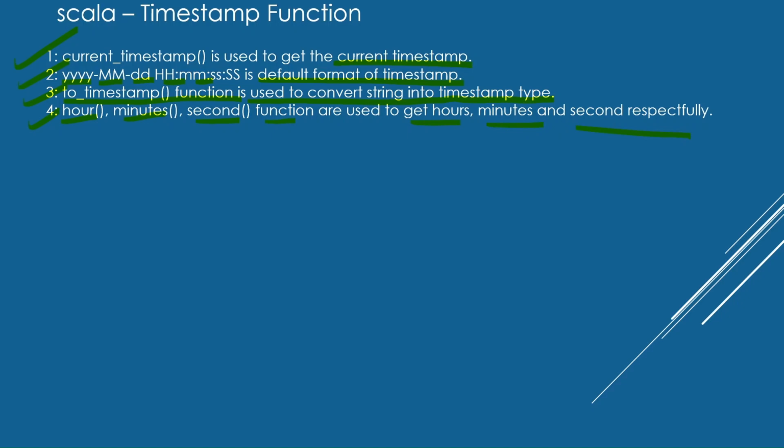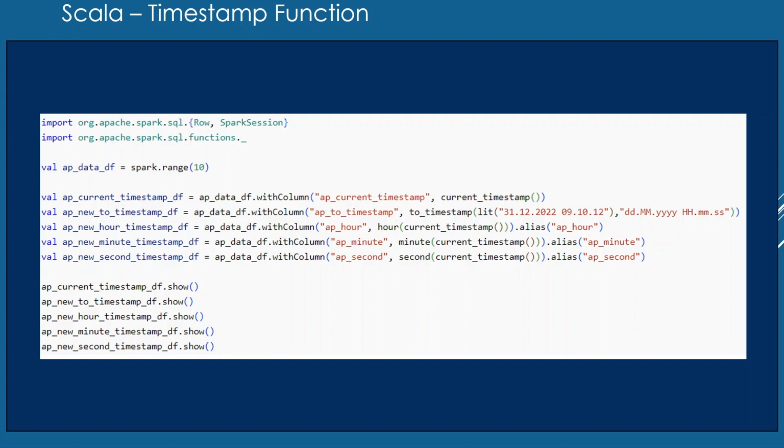So in this exercise, I am just creating a data frame with the help of spark.range. And I am creating a column AP current timestamp with the help of withColumn and populating this column's values from current_timestamp. So whatever the current timestamp is in the system, that value will populate this column.